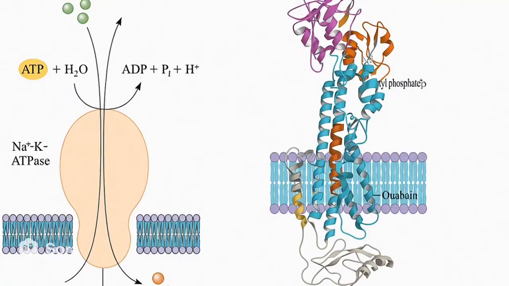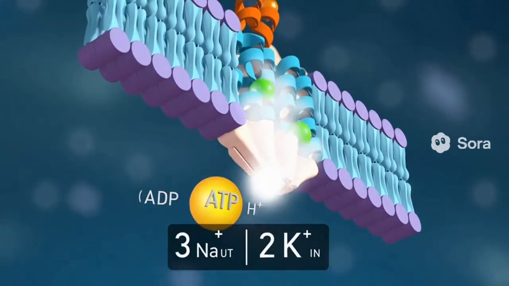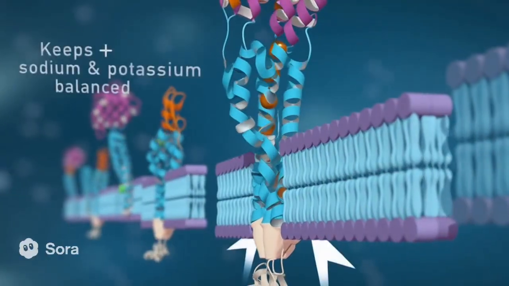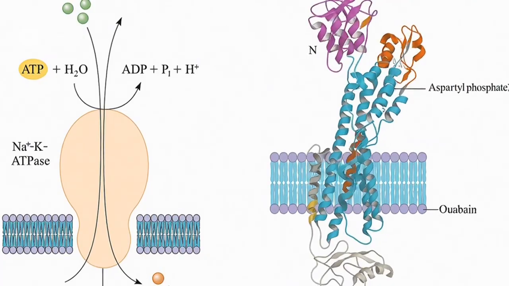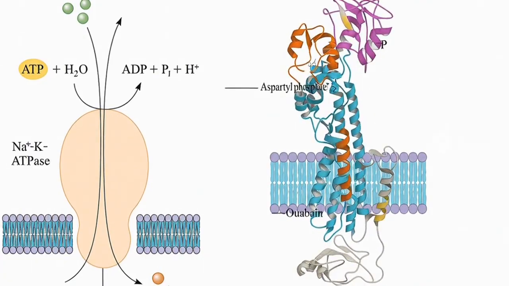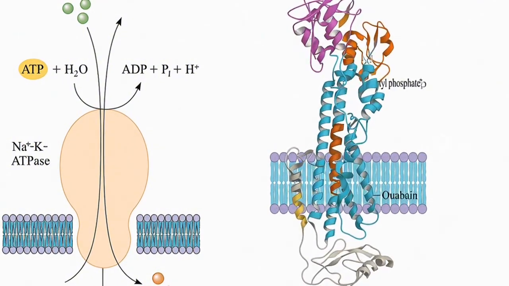Now look at the left panel of the image. Here you can see a simplified schematic diagram of how the pump works. Each cycle of the enzyme uses one molecule of ATP, the universal energy currency of the cell. As ATP is hydrolyzed to ADP and an inorganic phosphate, energy is released and used to move ions against their concentration gradients. 3 sodium ions are exported from the cell for every 2 potassium ions brought in.